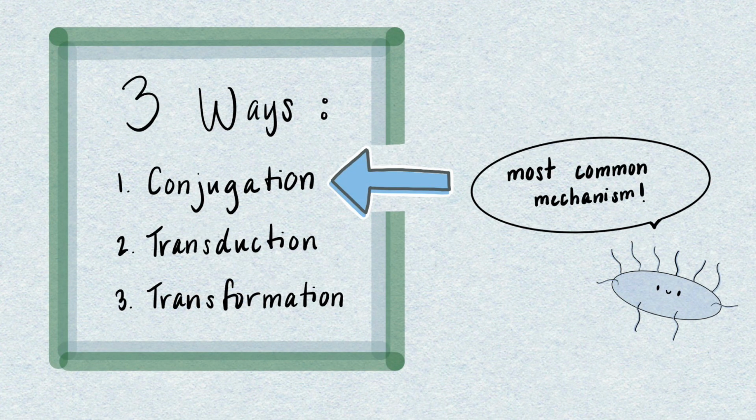There are three mechanisms when it comes to HGT in bacteria. The first one is conjugation, which is also the most common. Then we have transduction, and finally, transformation.